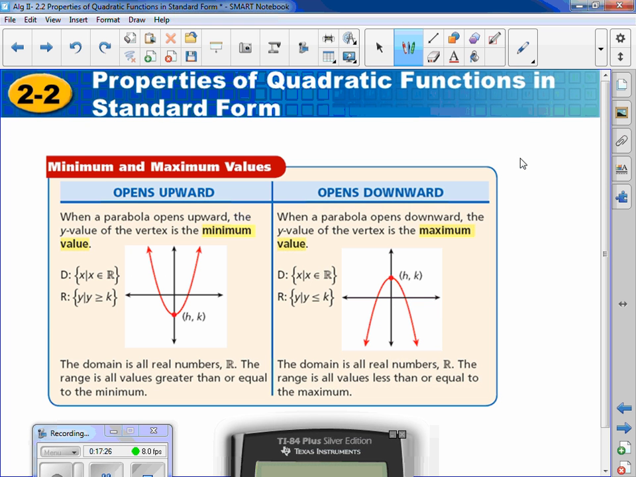Now, something we've already talked about and mentioned briefly. If it's a minimum value, it's going to open up like this. This point here, your vertex is your minimum. If it opens downwards, your vertex is your maximum value. When we're talking about domains and ranges, for both of them, the domains are all real numbers. The y values, if it's opening upward, the y's have to be greater than or equal to k. If it's going downwards, it has to be less than or equal to k.